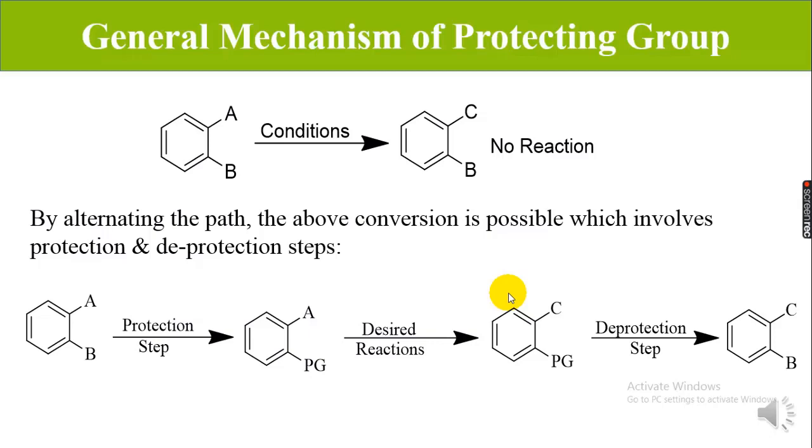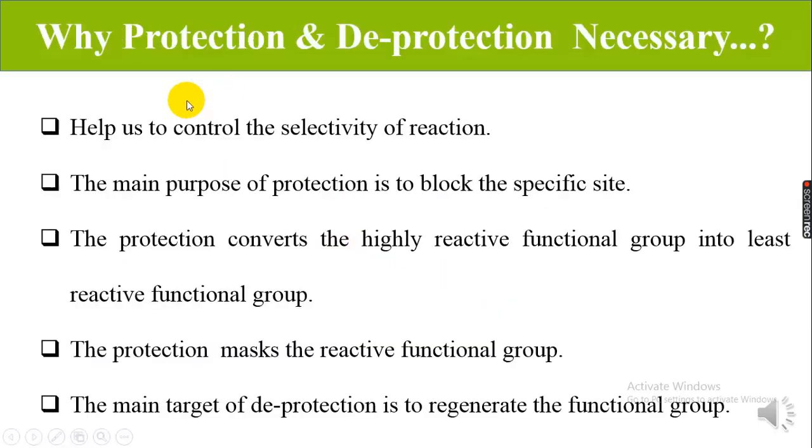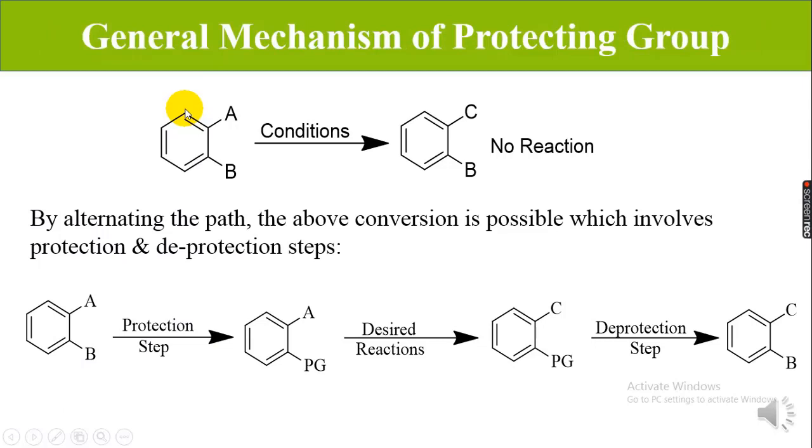This is a general example of protecting groups. Here, this is our organic compound containing two functional groups which are represented by A and B. Without protecting, we want to change A into C. But if we do not protect this group, then a normal reagent will react with both A and B. So by alternating the path, the above conversion is possible by using protection and deprotection.